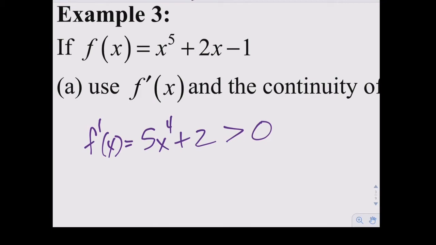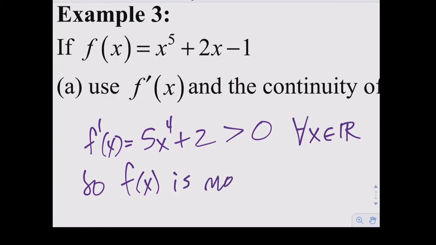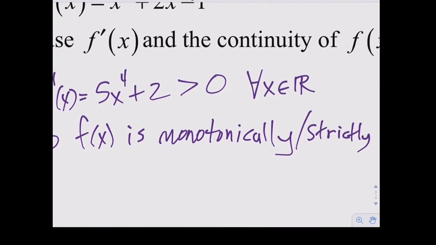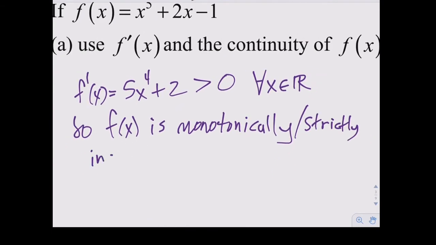For all x. And remember, you can use that inverted A and just say for all x in the set of real numbers. Now, what does it say about the function f if its derivative is always positive? It's upbeat, it's optimistic, it's cheerful, even on a Monday, right? Good. So f of x is monotonically, I like that, making it into an adverb. Or you could say strictly. That's another word that is the same thing. Is strictly increasing.